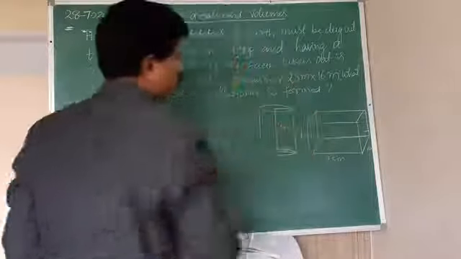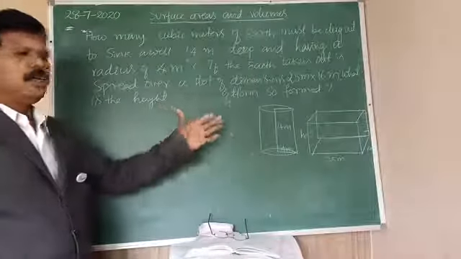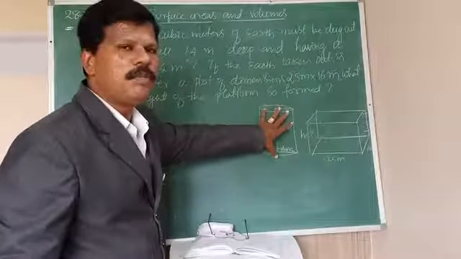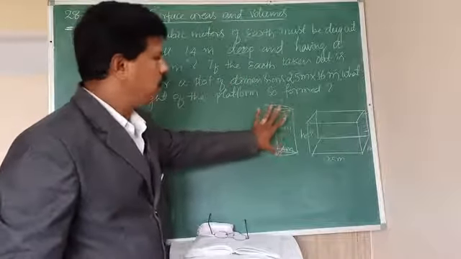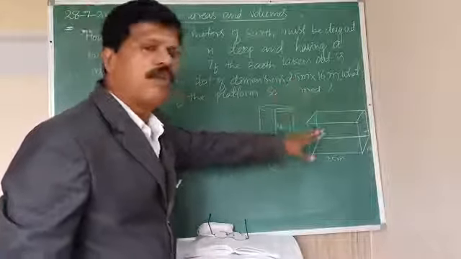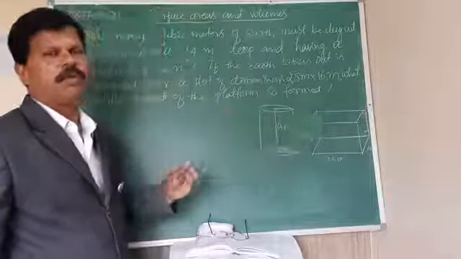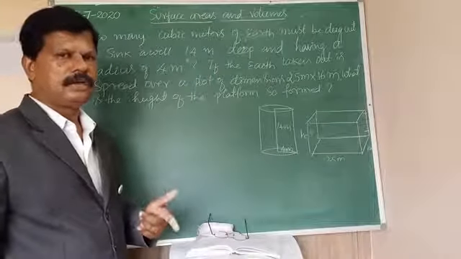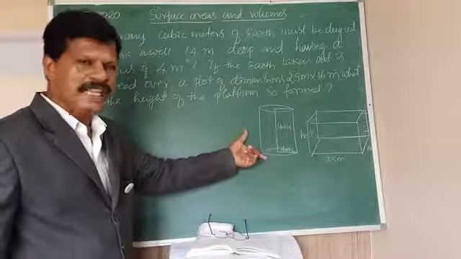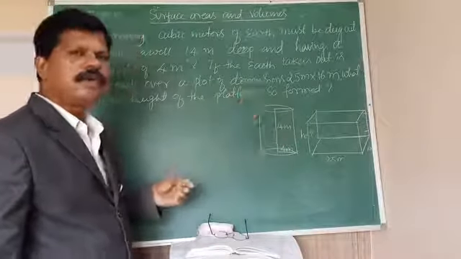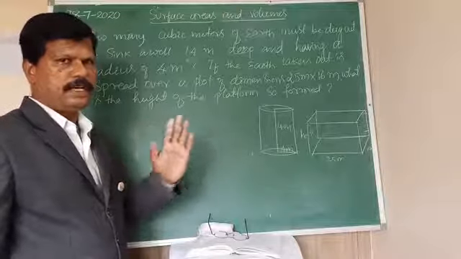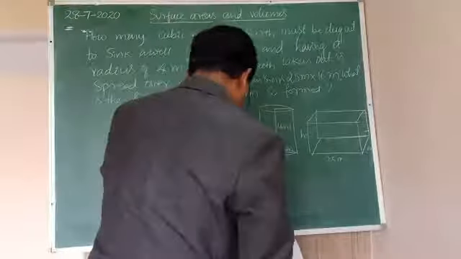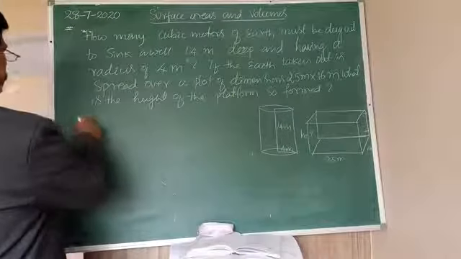Height is the question mark. So the question is simple. We have to find the volume of this sand, the earth taken out, and equate it to the volume of the cuboid. Then you will get the answer. Clear? So, volume of the cylinder and volume of the cuboid. Now, first thing is the volume of the earth. Here, solution.